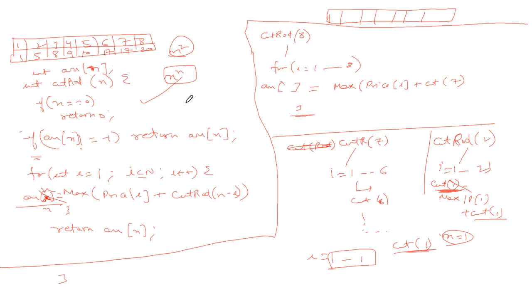Effectively, if you see, for 8 as well, you are going for 7, 6, 5, 4, 3, 2, 1. For 7 as well, you are going for 6, 5, 4, 3, 2, 1. For 6 as well, you are going to it. So it is exponential of n. It is n into n minus 1 by 2.